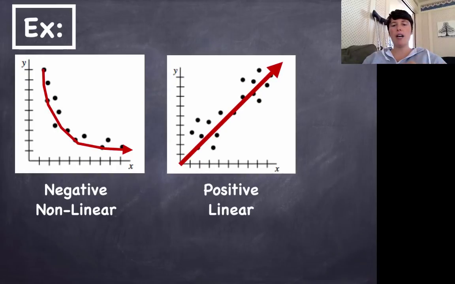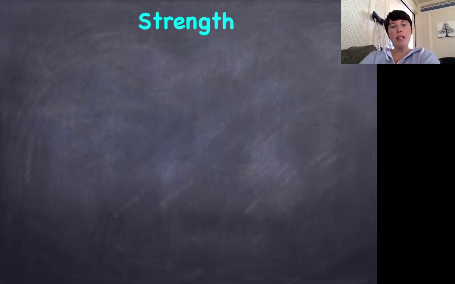So I'm going to write that down, positive linear correlation. Okay, so pick your pencil back up. And let's talk about one more thing we can write in our notes, and that is the strength of our graph. What is the strength of our correlation?